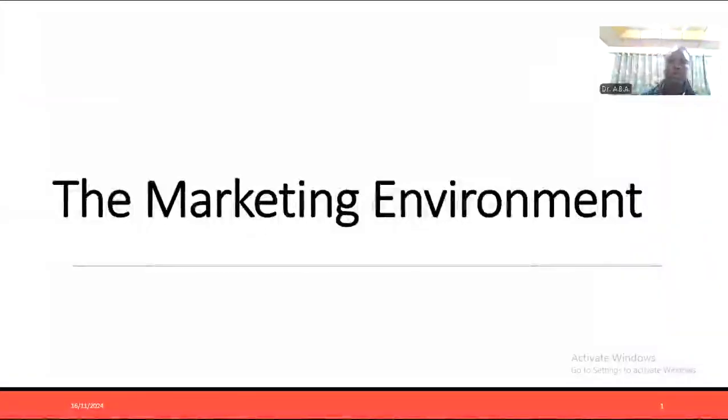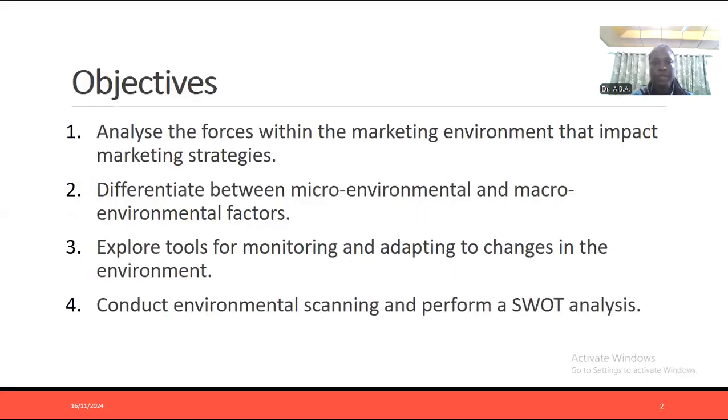Okay, so we want to look at the marketing environment. Our objectives for this discussion are to analyze the forces within the marketing environment that impact marketing strategies, and to differentiate between the micro-environmental and macro-environmental factors.